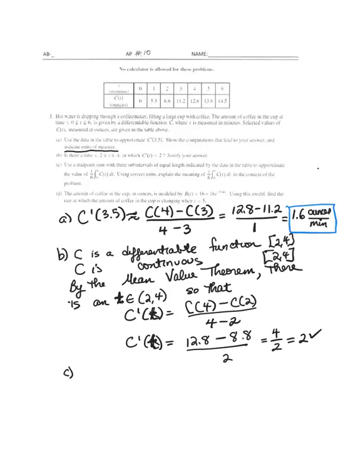Part C says, use a midpoint sum with 3 subintervals of equal length indicated by the data in the table to approximate the value of the integral 1/6 of the integral from 0 to 6 of C of T dt. Well, if we're going to take 3 subintervals, we're going to divide 0 to 6 into 3 subintervals of equal width. So delta x equals b minus a over n, which is 6 minus 0 over 3, and that gives that the width of each subinterval is 2. So the subintervals are 0 to 2, 2 to 4, and 4 to 6.